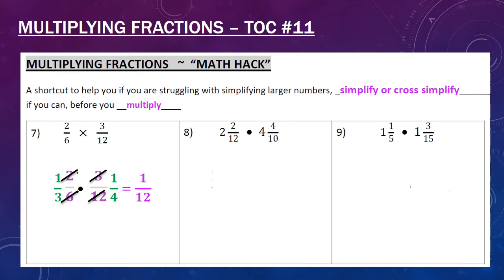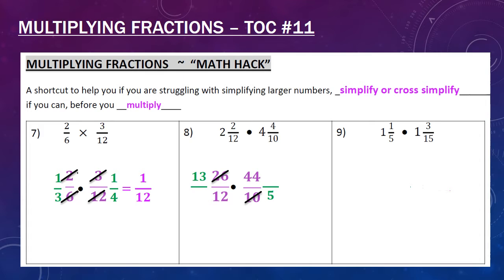Now, I'm going to show you another slightly different way that is another thing that you can do. Looking at number 8, we have mixed numbers. We need to change them to improper fractions. Watch my magic. Here we go. Poof! We get 26/12 because we multiplied 12 times 2 is 24 plus 2 is 26 over 12, and 44/10. Now, I could simplify both of them by dividing each by 2, but if I look at 26 and 10, I can divide them diagonally as well. So 26 and 10 can both be divided by 2. So then that becomes 13 and 5.